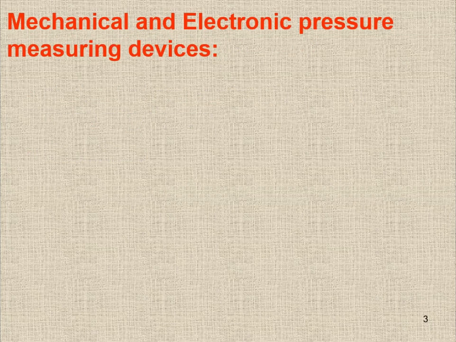What are the mechanical and electronic pressure measuring devices we commonly observe in the field? Whenever we take our car to the petrol pump station, we see a pressure tank. We always see a gauge which indicates the pressure of the fluid present in the tank. So let's see what types of pressure measuring devices there are and how they work.